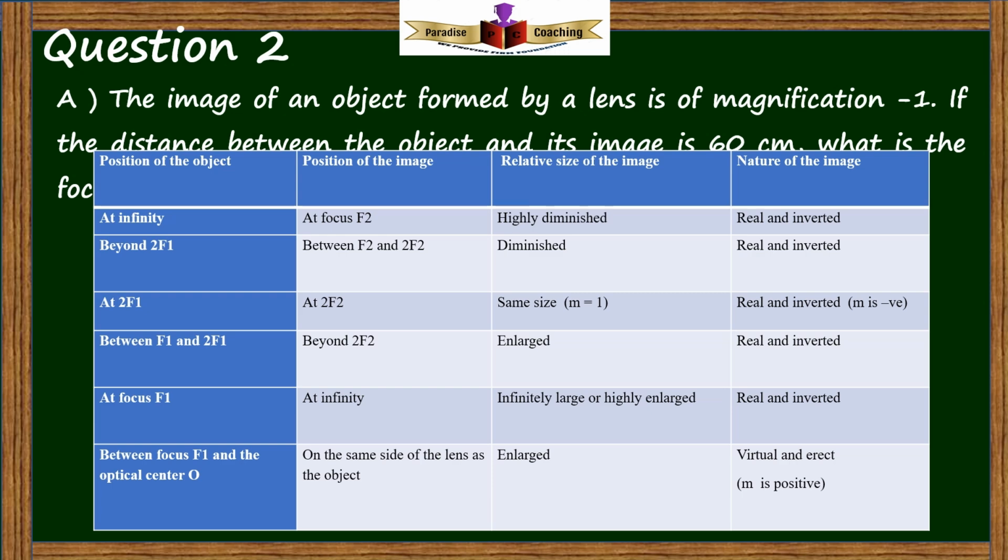The different cases of image formation are: object at infinity, beyond 2f, at 2f, between 2f and f, at f, and between focus, f, and optical center. Recall magnification factor m is negative for real and inverted image. M is positive for virtual and erect image. Also, m equals 1 means image and object are of the same size. M greater than 1 means enlarged or magnified image. M less than 1 means diminished image.